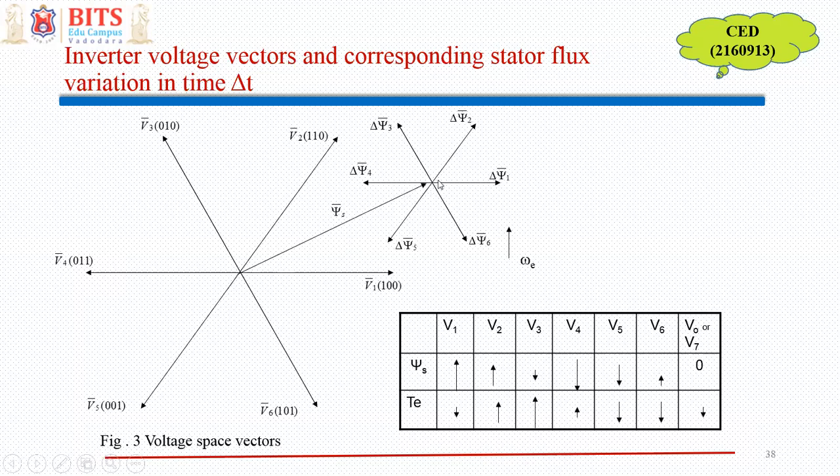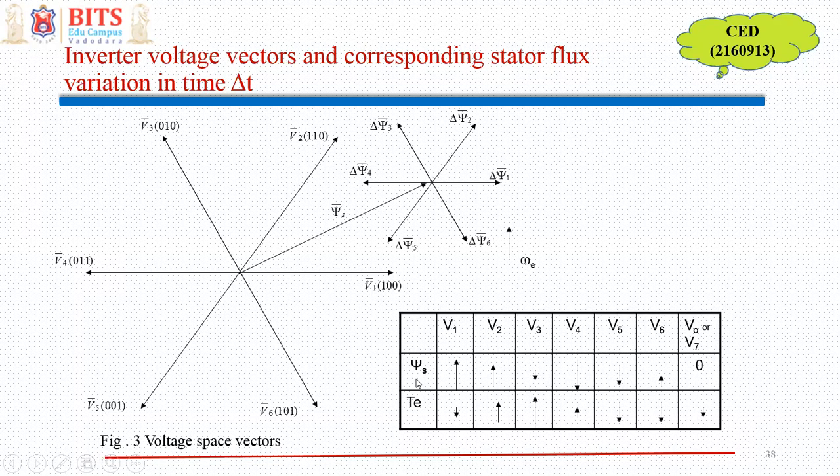If I select a vector like 2, 1, or 6, then the resultant stator flux is going to increase. See, this plus this, that means the resultant is going to increase. So flux will increase. That means, do I want to increase the flux or the torque? Do I want to decrease the flux? Do I want to decrease the torque? Based on my requirement, I can select any of these switching vectors for a small interval delta t.